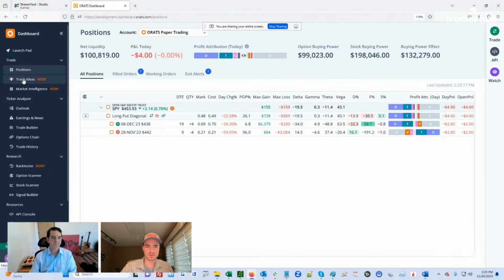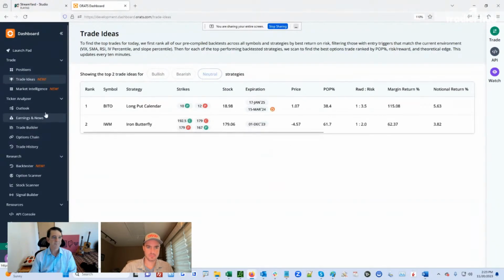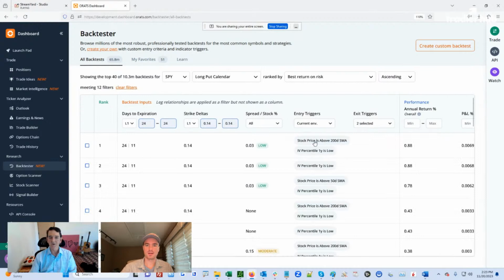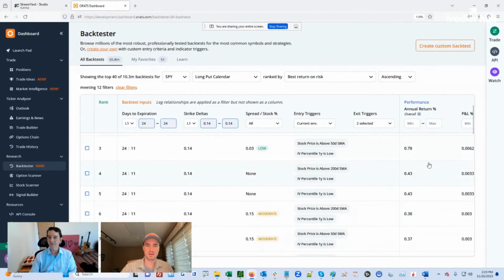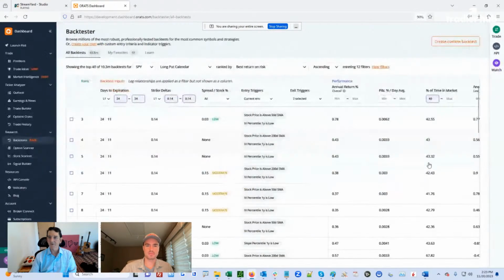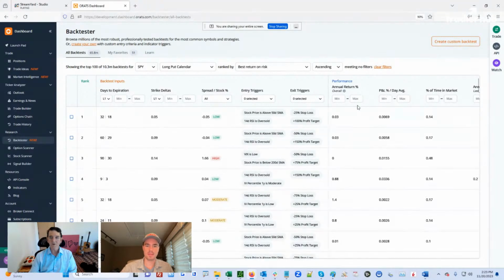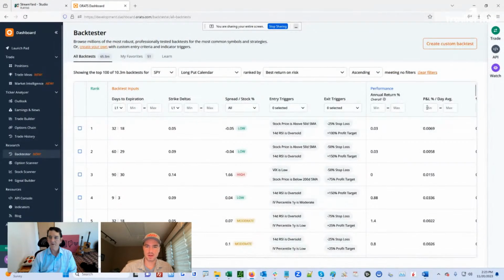It's a really powerful tool, the table. Yeah, the backtester. So I'm going to clear these filters. Yeah, go ahead and clear the filters. That'll jump back to normal settings, where you're seeing pretty much every long put calendar for SPY. What I wanted to note here is the ranking. We have over 10 million backtests just for a SPY long put calendar, which is crazy.